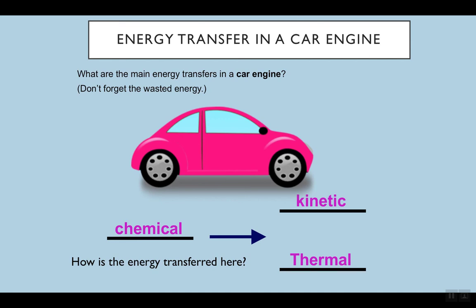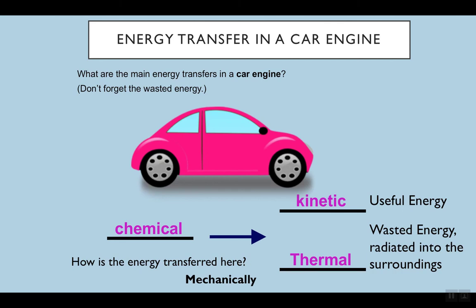So here, how is the energy transferred? Well, it's transferred mechanically to the wheels which are moving. So we have some movement there, so it's mechanical transfer. We can call our kinetic energy the useful energy because that's what we want the car to do. We want it to move. And the wasted energy is radiated into the surroundings. And then that causes the surroundings to heat up. And so they have a thermal store.